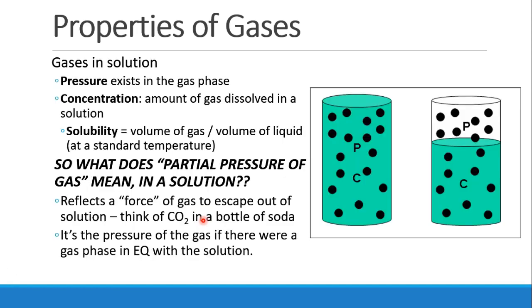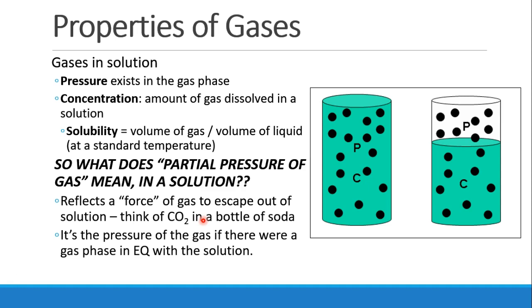So imagine a container. And we're going to think about this container because the problem that I had when I started learning this is that we're dealing with gases dissolved in solution. And we all know about pressure. Pressure is when you have a gas packed into a container, and that's easy to understand. And we know about concentration. That's when you dissolve something in a solution. And solubility is just how much something you can dissolve in a certain volume of liquid at a standard temperature. These are all pretty intuitive concepts.